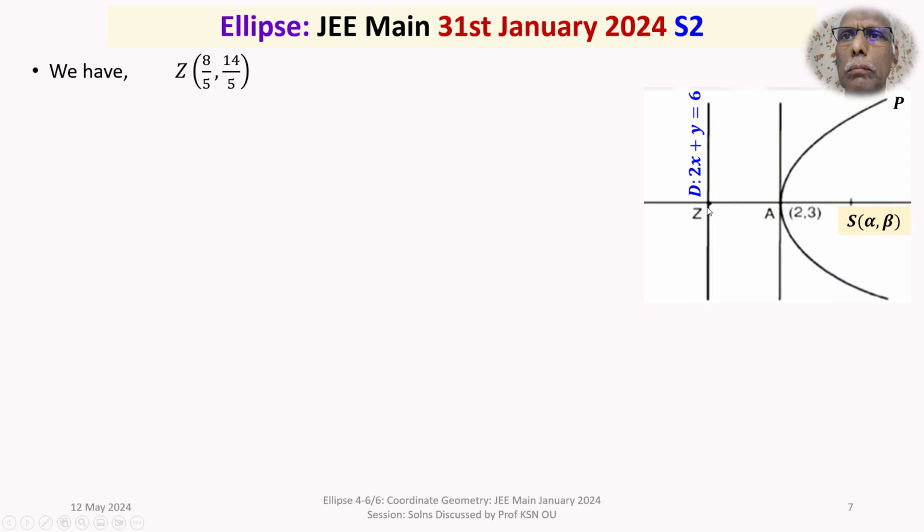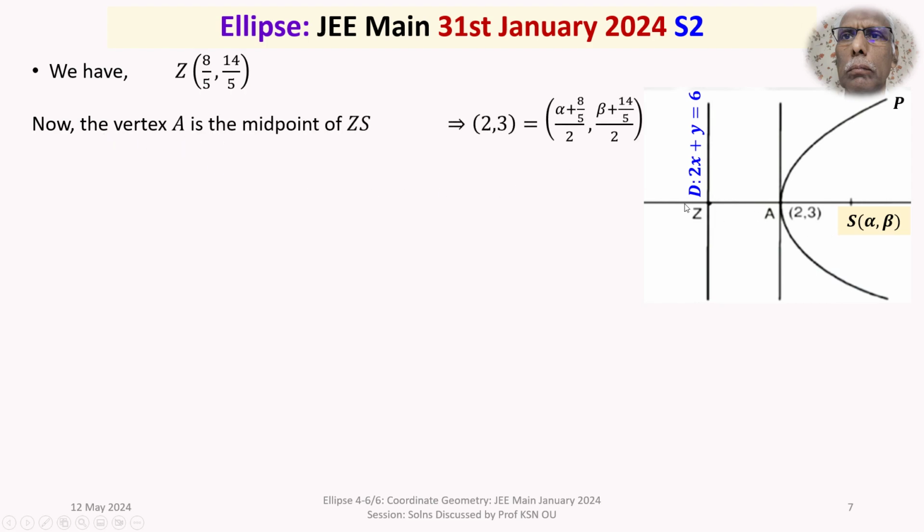Agreed. Now, how to find the coordinates of the focus, alpha, beta. What we recall is that the vertex A is the midpoint of ZS. So, the coordinates of Z are known, the coordinates of A are known, and alpha, beta can be obtained.